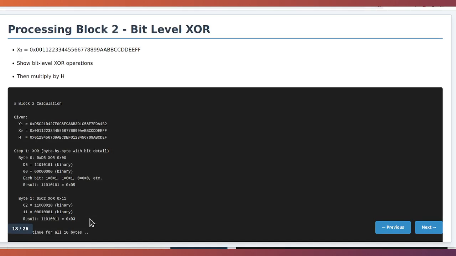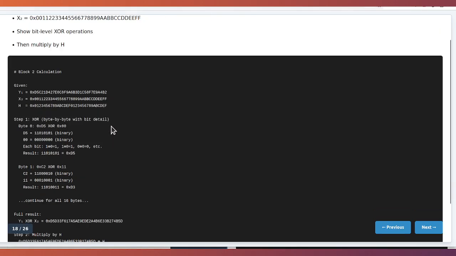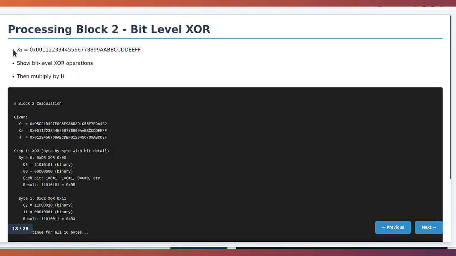Processing the second block. Now let's process a second message block. Suppose x2 equals 0x, beginning with 00 ending with FF. This has a specific pattern of bytes. Our current accumulator is y1 equals 0x, beginning with D5 ending with B2, from the previous step. Step 1. Compute y1 XOR x2.